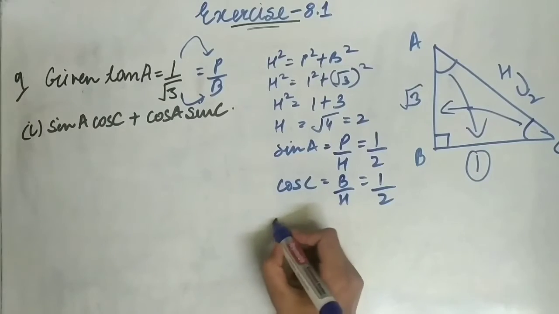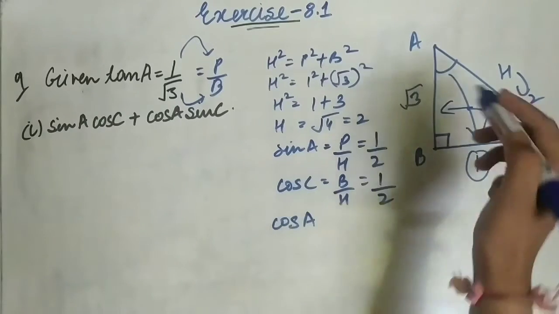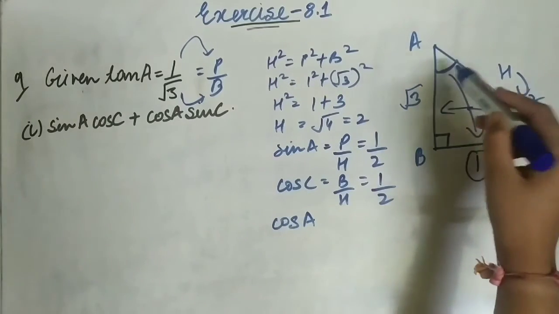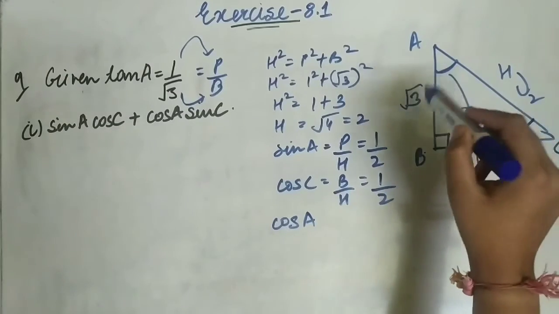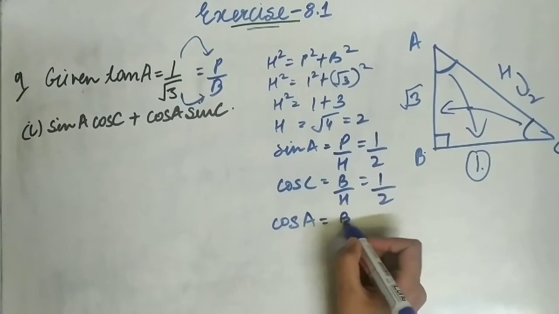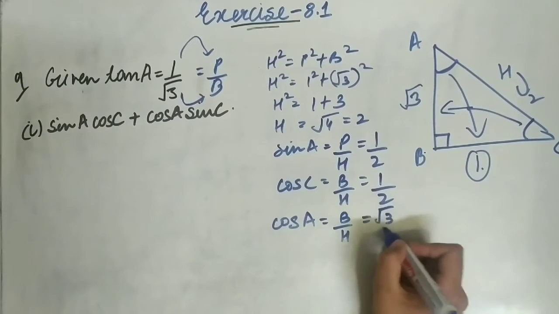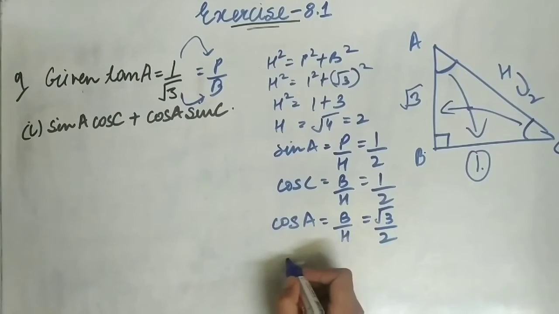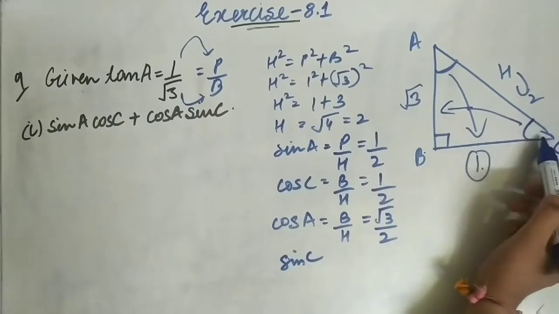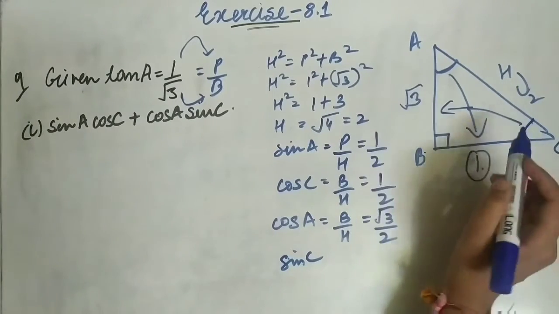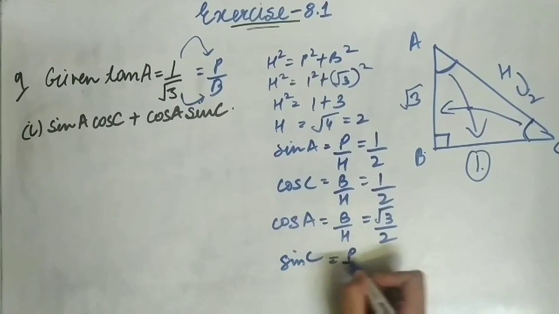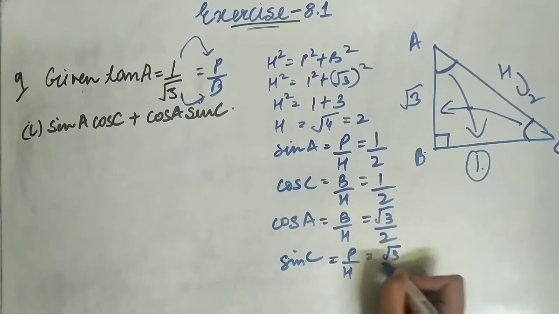Then we'll take out cos A. In cos A, angle will be at A, perpendicular will be 1 and AB will be our base. So this will be B upon H. Base will be root 3 and hypotenuse will be 2. Then we'll go with sin C. In sin C the angle will be here and our perpendicular will be root 3. So it is P upon H. So root 3 by 2.